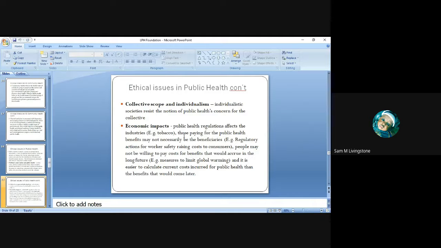Example, those that are producing the cigarette, or people may not be willing to pay the cost of a benefit that could accrue in the long future. Example, to limit global warming, it's easier to calculate current costs incurred on public health than the benefit that could be. Climate change has been one of the controversial topics around the world, even when former President of America, Donald Trump, was not, let me mince my word, looking at it carefully.